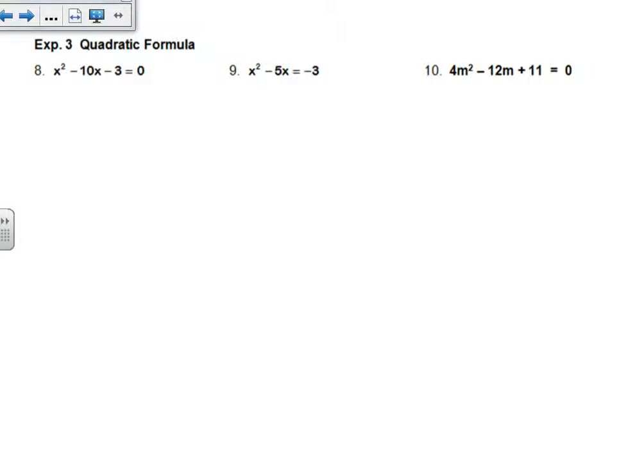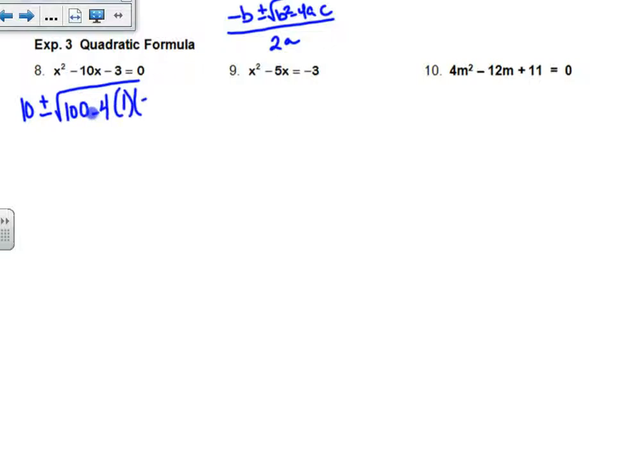Speaking of quadratic formula, they want us to use it here. So the formula is negative b plus and minus the square root of b squared minus 4ac all over 2a. So the opposite of our b term is a 10, plus and minus the square root of b squared. I like to write 100 instead of negative 10 squared because then I don't worry about typing any parentheses on my calculator, or at least not there. Minus 4 times a is 1, c is negative 3. And then big fraction bar all over 2 times a.